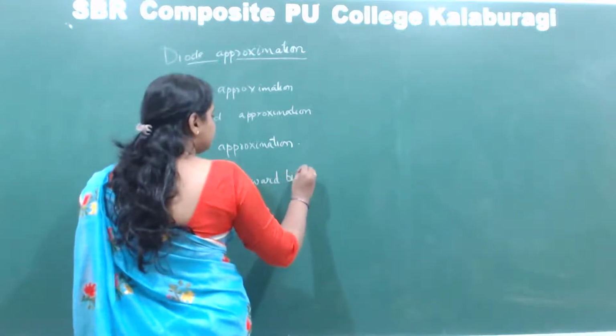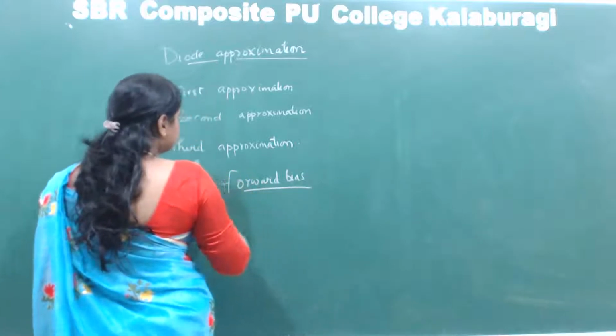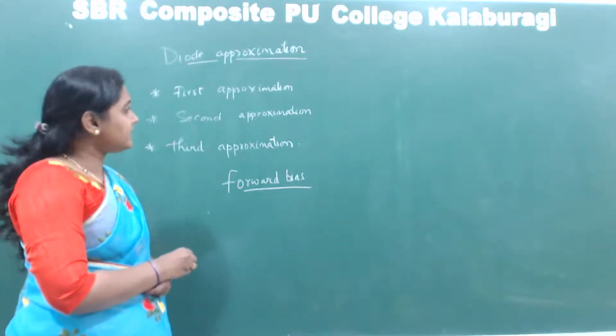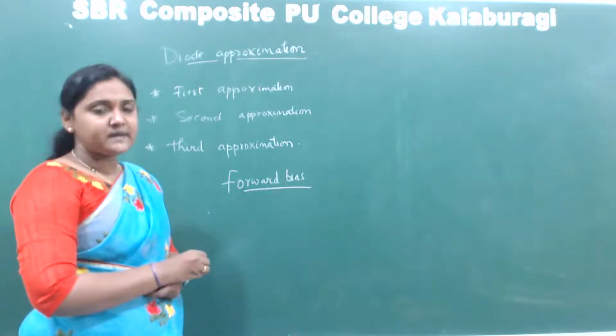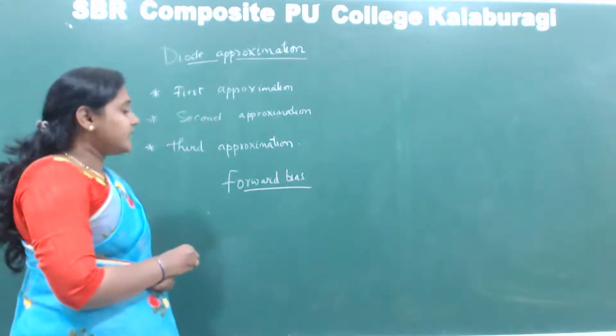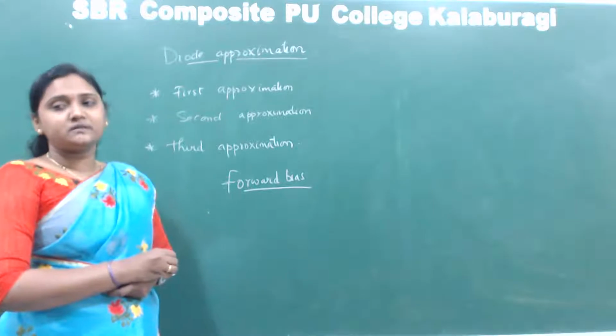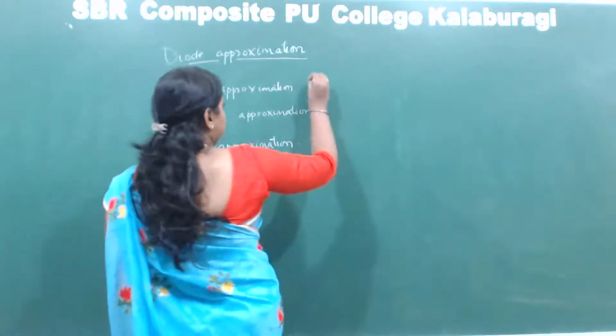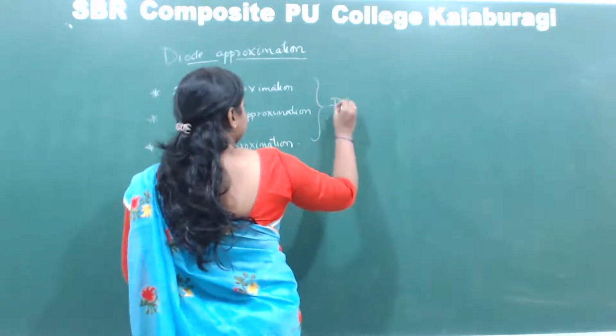So basically, these diode approximations are studied for forward bias only, because for reverse bias all the approximations are similar. It is not that we are not going to consider the reverse bias condition, but the reverse bias condition is common, the same for all the approximations. Reverse bias is the same.